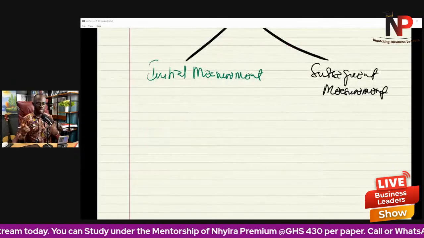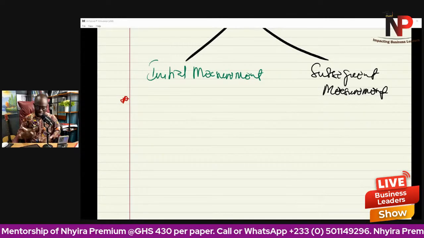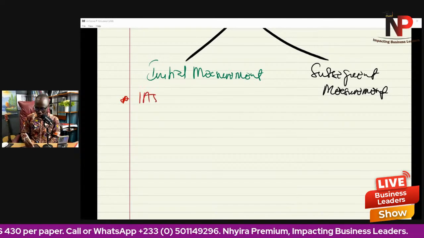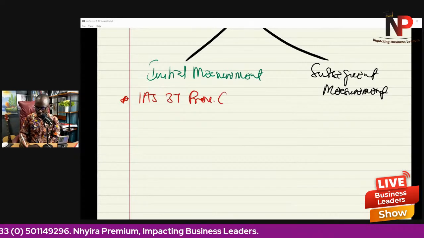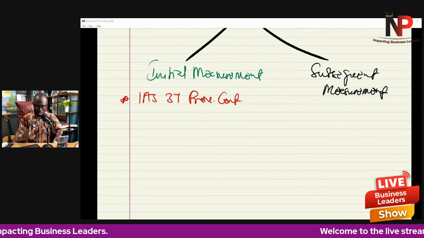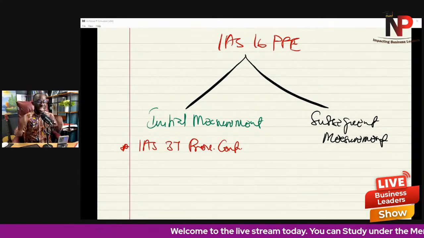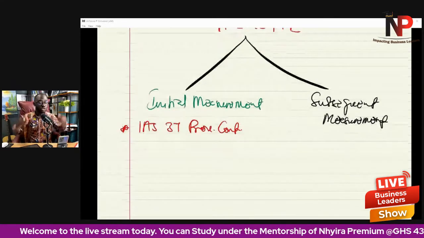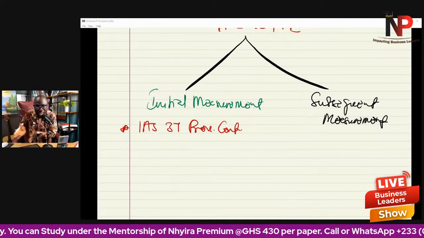Why? Because under initial measurement, there are two standards you have to learn in addition to IAS 16 when you're learning it. And that is IAS 37, provisions, contingent assets, and contingent liabilities. So what about initial measurement of assets? You are looking at initial recognition of tangible non-current assets. You must know IAS 37 because you have to learn it.